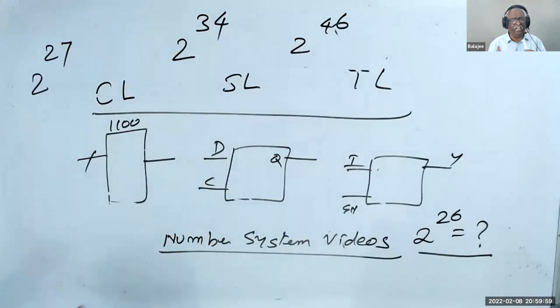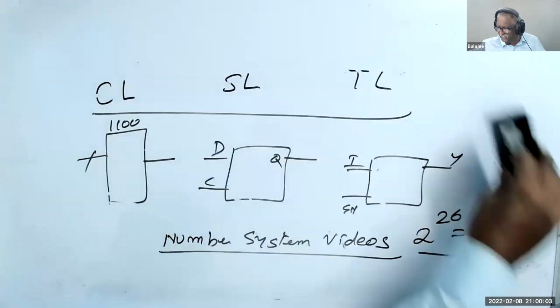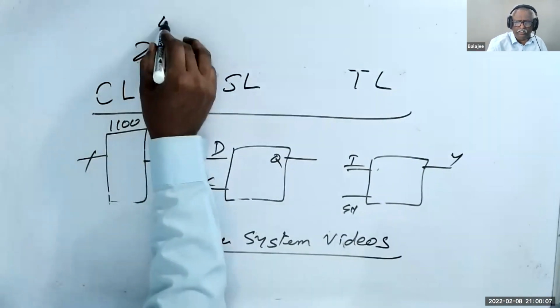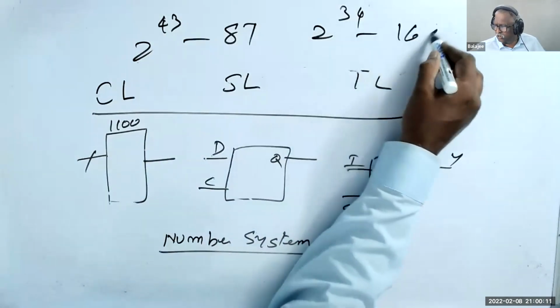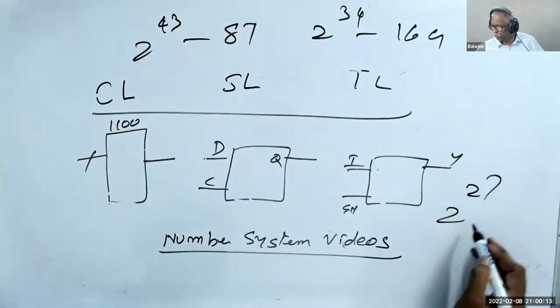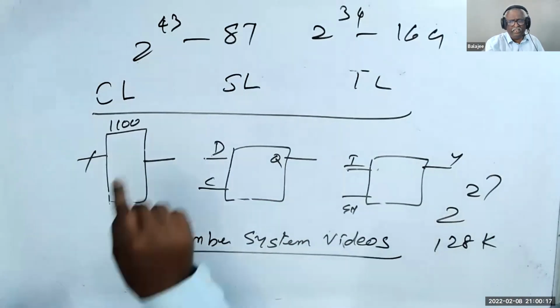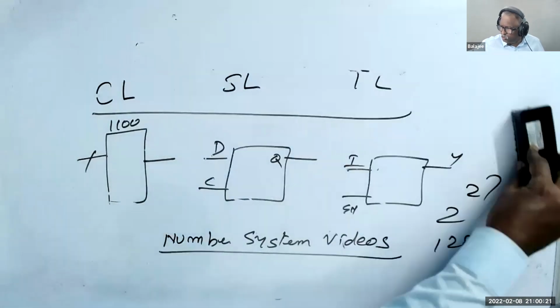Such a perfection I need. Such a speed I need. So practice that. See that, I can write 2 power 43, 8 tera. 2 power 34, 16 giga. 2 power 27, 128 kilo. See that, I can write. When I'm writing itself, I can write that fast. So please understand that.